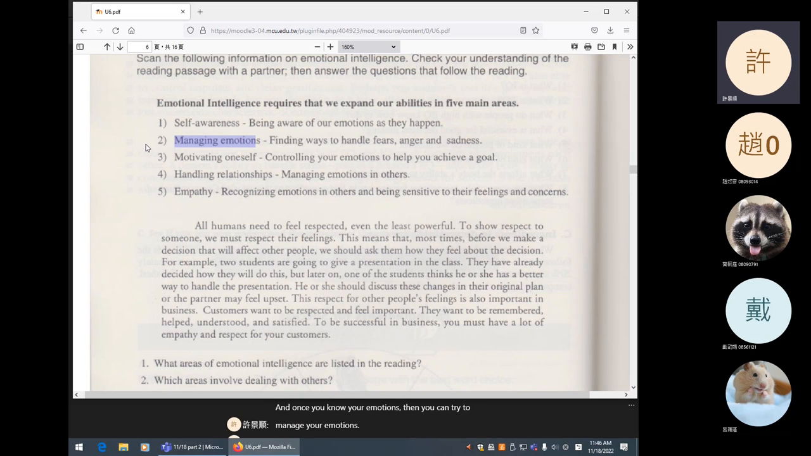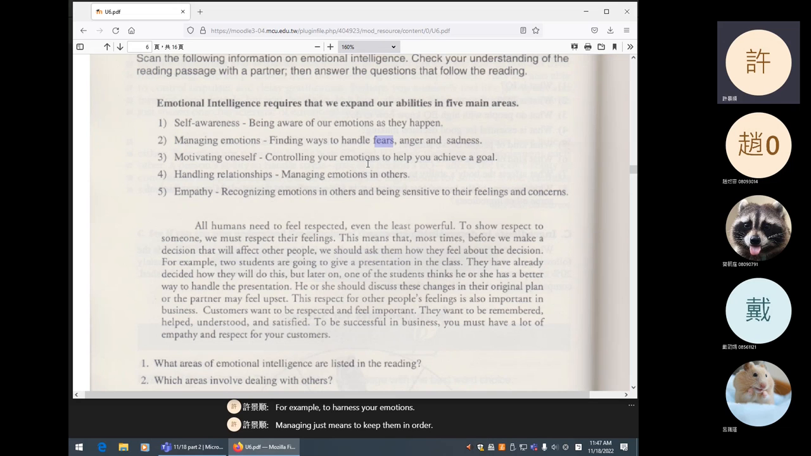Manage here does not always mean control. It means to not let the emotions control you. So to give them like a boundary, to make sure they don't go out of control. But it's not as tough a control as, for example, to harness your emotions. Managing just means to keep them in order.